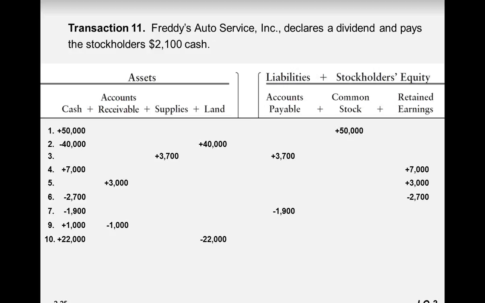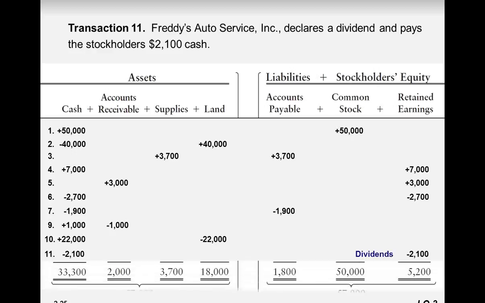They then declared a dividend and paid the stockholders $2,100 cash. So they have $2,100 less cash and reduce the retained earnings by $2,100 because dividends reduce retained earnings. As we get a little further on and start looking at the rules of accounting, we'll talk more about the increases and decreases to retained earnings.